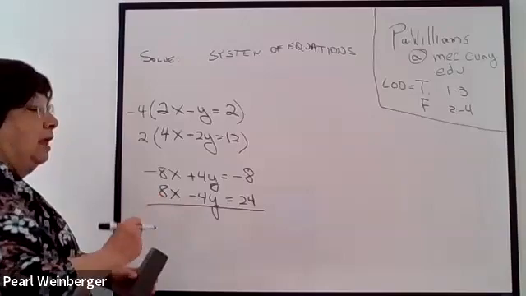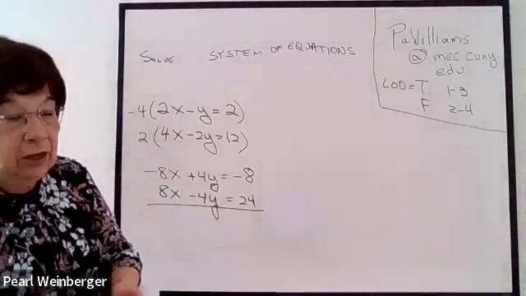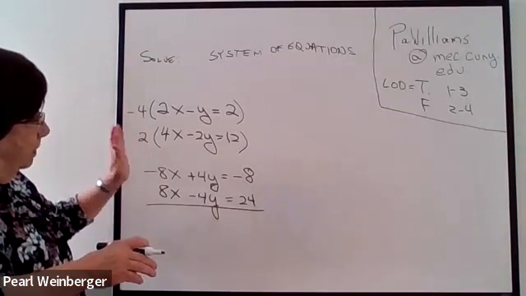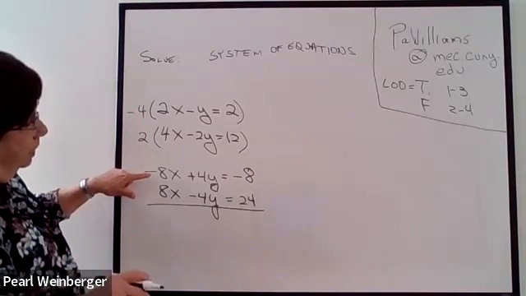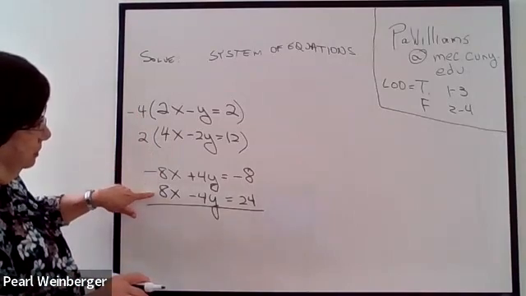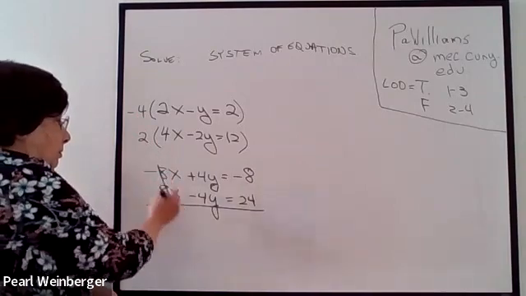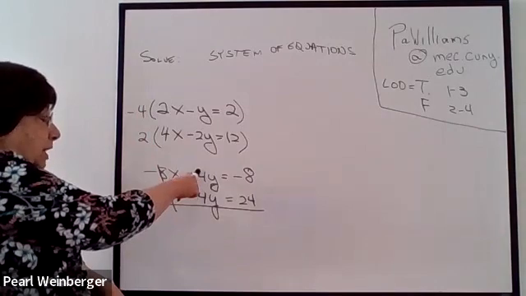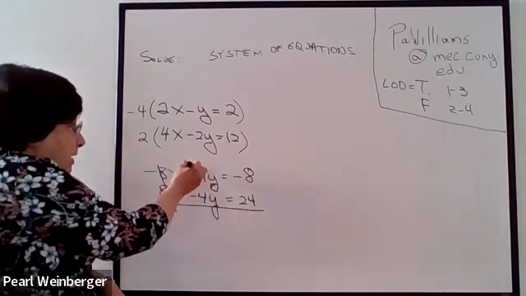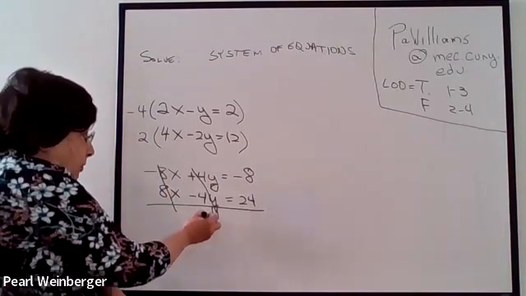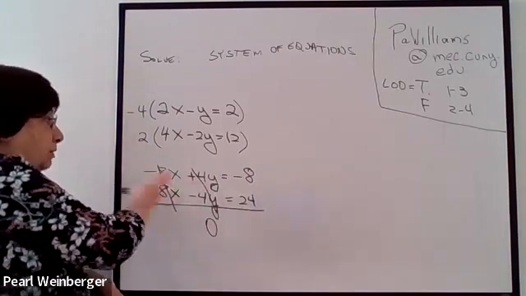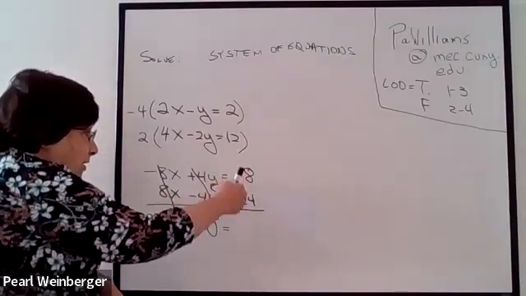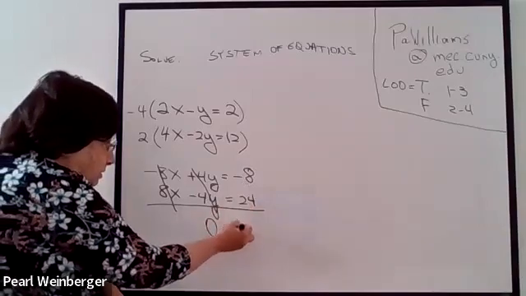Okay, so now I can add the two equations together because I now have the x's having the same coefficient, but one being positive, one being negative. So when I add negative 8x plus 8x, it cancels out. I get 0. But look what's happening to the y's. When I add 4y plus negative 4y, that's also canceling out. So I'm left with a 0 on this side, no x, no y. They both canceled out. On the other side, I add negative 8 plus 24 and I get 16.